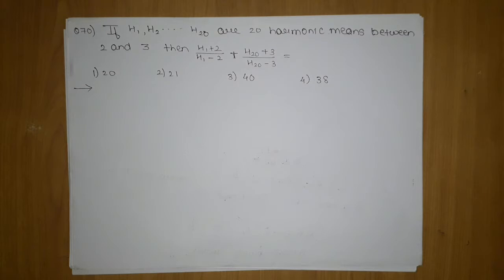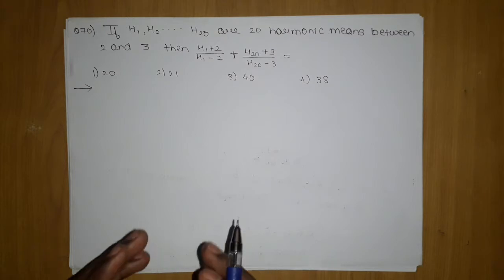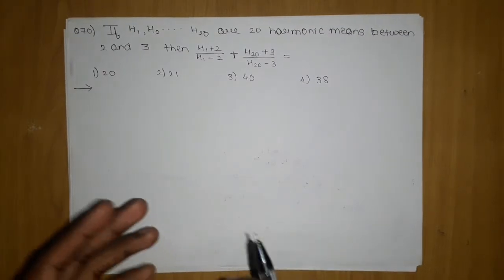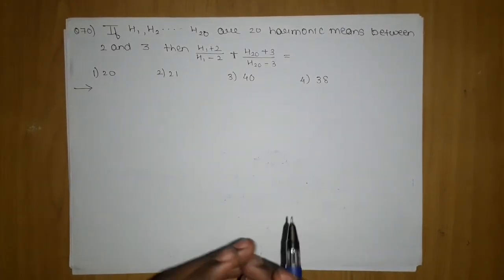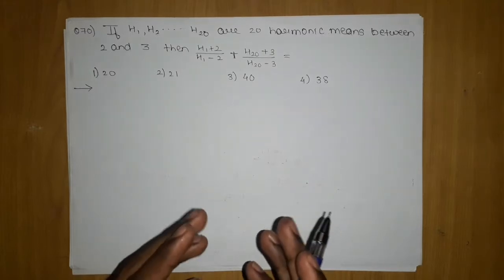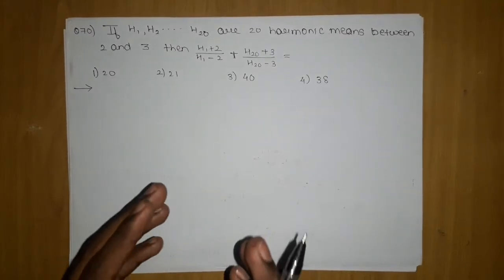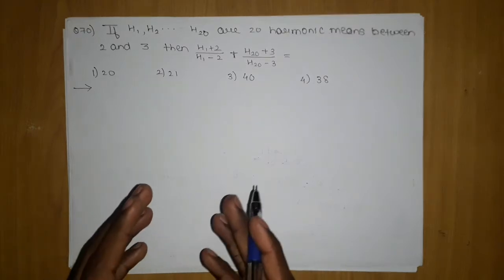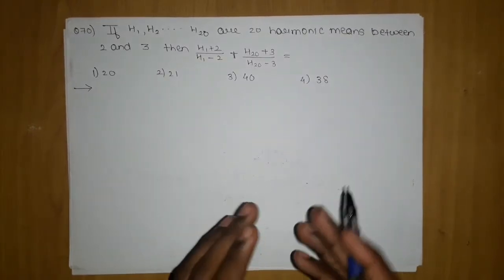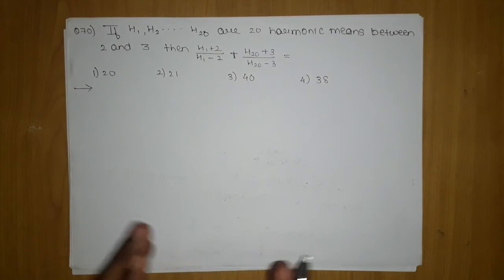JEE Main, sorry. And this question, if you think that you will proceed with the simple process of converting it into AP, it is going to take a damn long time, a large amount of time, which will kill your time to solve the other questions. So try to figure out these types of questions and try to avoid them and get the easy ones. That is the main general approach.